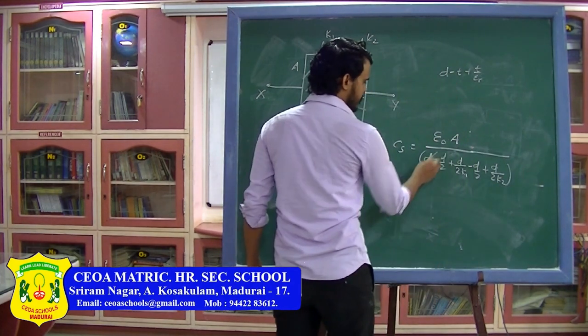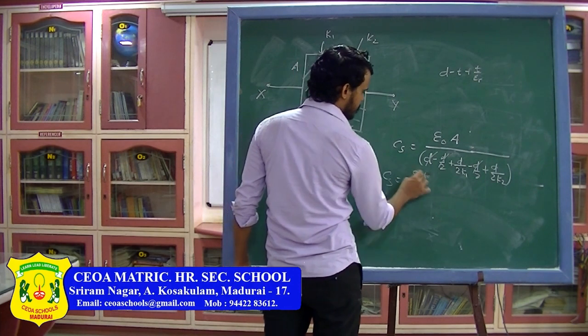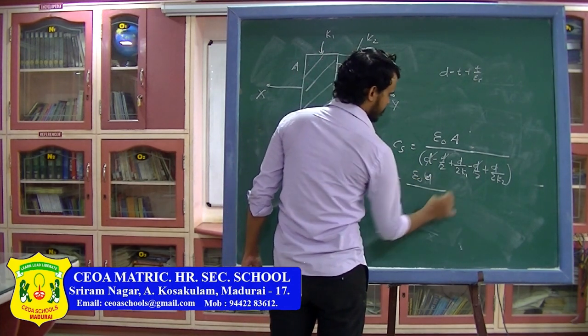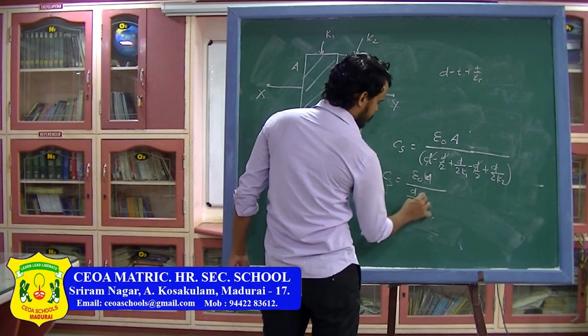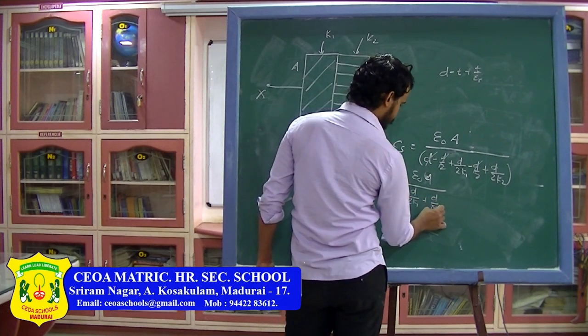From here you will see that d by 2 will cancel out, and the equivalent capacitance will come out to be epsilon naught A divided by d by 2 K1 plus d by 2 K2.